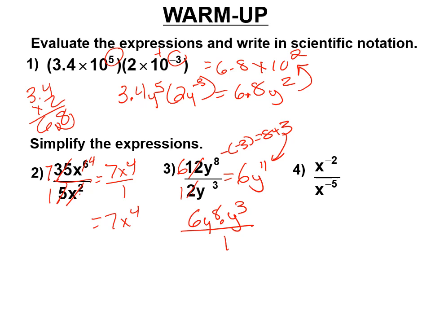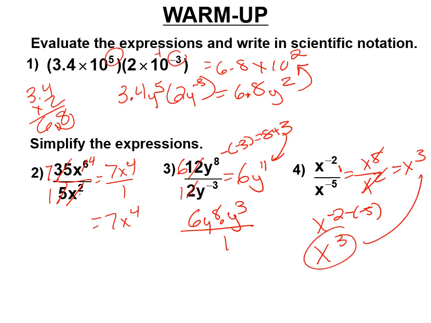All right, so same thing here. We could flip this all over and do that and realize it's x cubed, or we could subtract negative 2. So when you're dividing, you subtract the exponent. So it would be negative 2 minus negative 5, which is the same as negative 2 plus 5, which is 3. Two ways of getting the same answer.